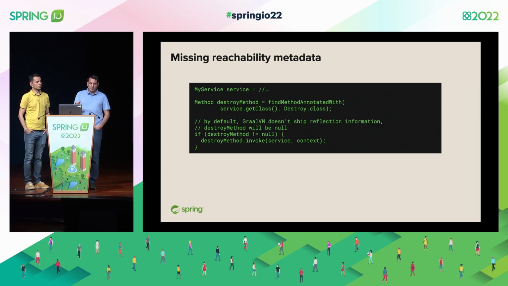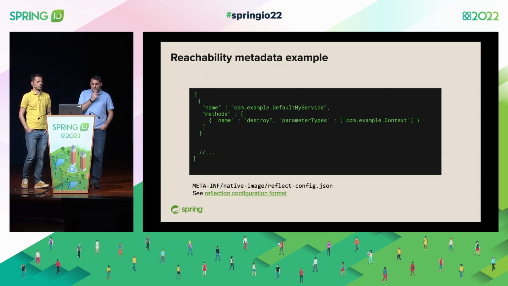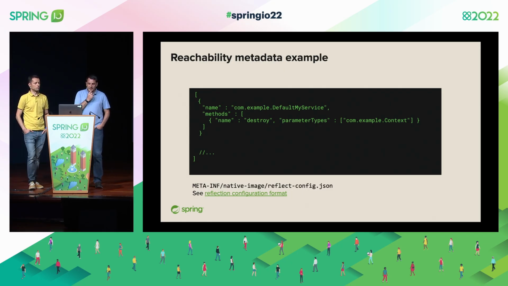If you run that code on the JVM, obviously that would work, considering there is no issue in the code. But if you compile that to a native image, you'll see that your method will not be invoked at all. To alleviate that, what GraalVM provides is a set of what they call reachability metadata. It's a way for you to provide extra context to the native image process so that it can infer the right thing. In this case, I'm saying that the default my service needs special handling and that the destroy method that takes a context needs to be exposed.